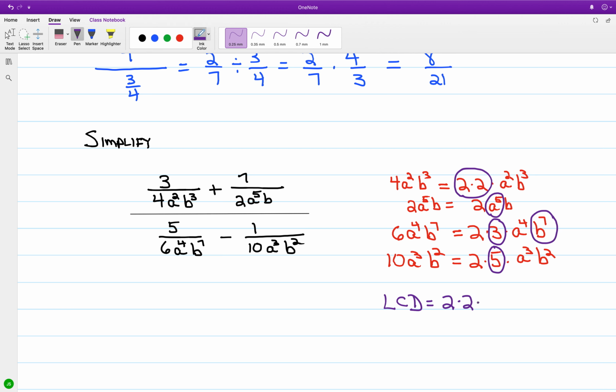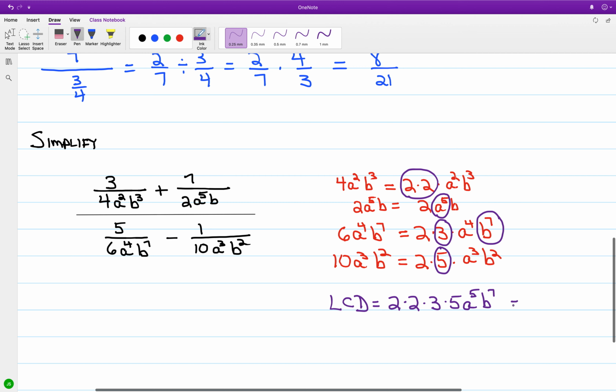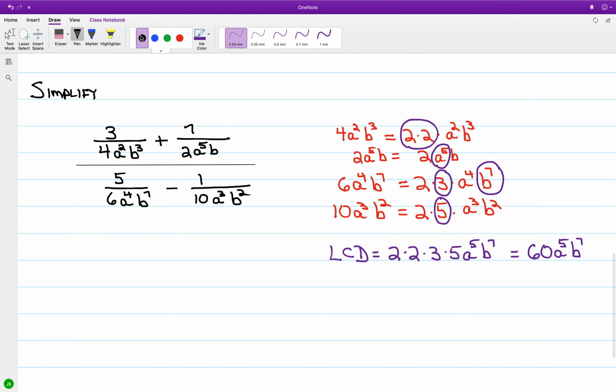And so just tying in what we have here, you got 2 times 2 times 3 times 5, and you have a to the 5th, b to the 7th. In this case, 4 times 3 is 12, times 5 is 60. So you have 60 a to the 5th, b to the 7th. So in taking what we have for the ratios, just lining up what we have all together.